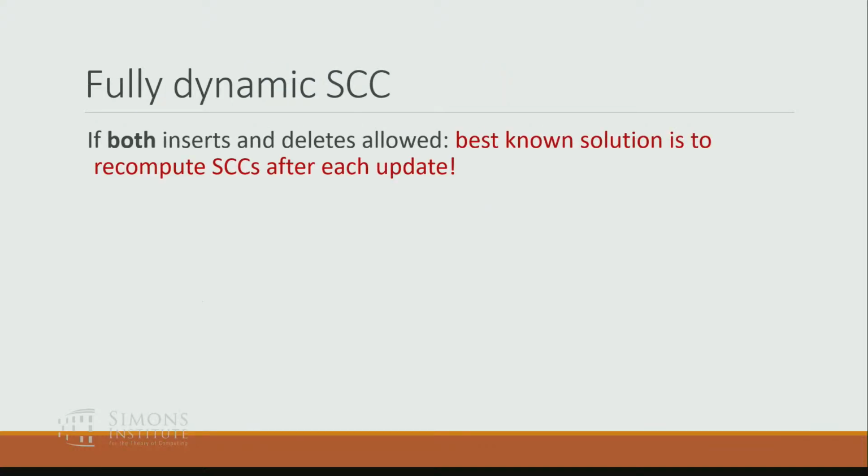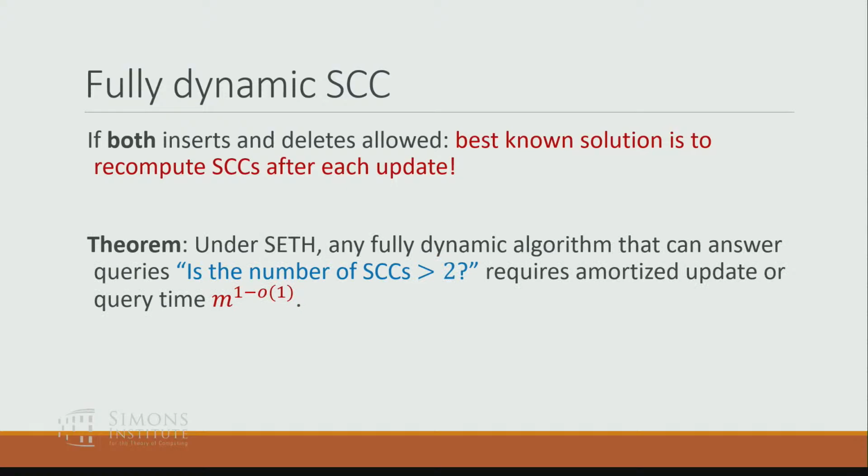Fully dynamic, the best known solution is to just recompute the strongly connected components from scratch when you do insertions and deletions. And we'll show that under strong ETH, any fully dynamic algorithm that can answer the query, is the number of strongly connected components more than 2, will require linear time, basically, which might as well be recomputing from scratch. Again, maybe it should say the strong ETH is false, or maybe these problems are hard. I don't know. One of the two.